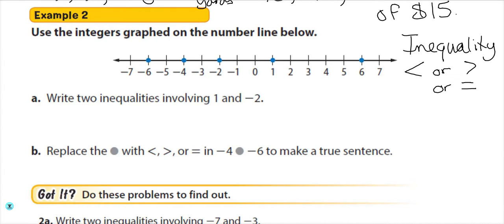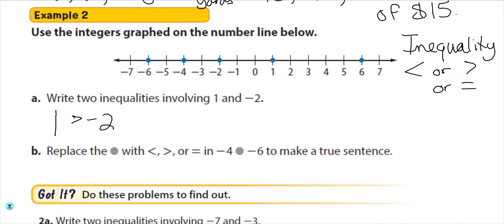Okay, so we need to write 2 inequalities involving these 2 numbers. We have 1 and negative 2. So we need to ask ourselves, is 1 less than, greater than, or equal to negative 2? And obviously it would be greater than. So we're going to write 1 is greater than negative 2.